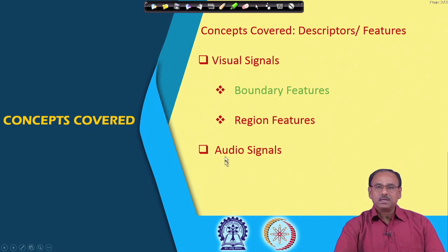In the previous class, we talked about the boundary features, how we can obtain the boundary descriptors from any arbitrary shape. In today's lecture, I am going to discuss the region features: how the description of intensity, texture and color can be obtained, and what the techniques for that are.